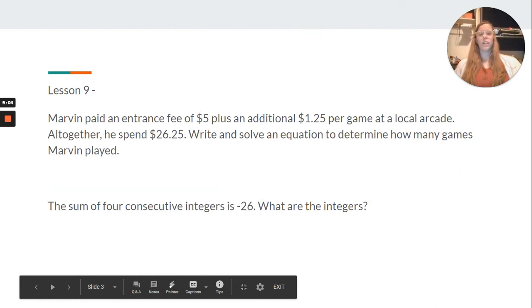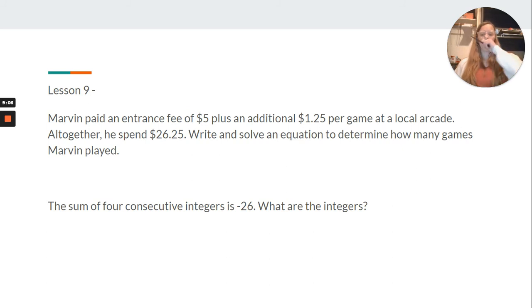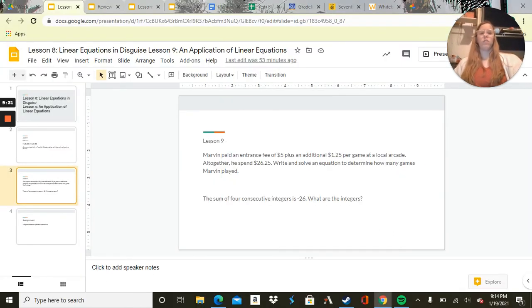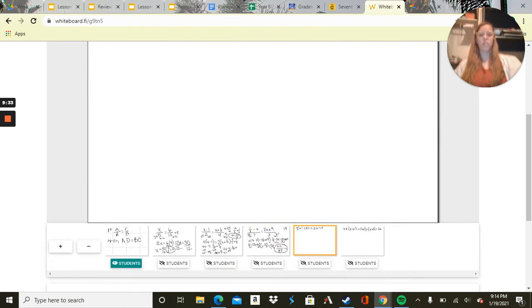All right, let's go back here and check in with the next part of our lesson. So lesson 9, we're going to answer 2 questions here. Marvin paid an entrance fee of $5 plus an additional $1.25 per game at a local arcade. Altogether, he spent $26.25. Write and solve an equation to determine how many games Marvin played. The second one is: the sum of 4 consecutive integers is negative 26. What are the integers? So with lesson 9, we're looking at real life applications. Let's go back to our whiteboard.